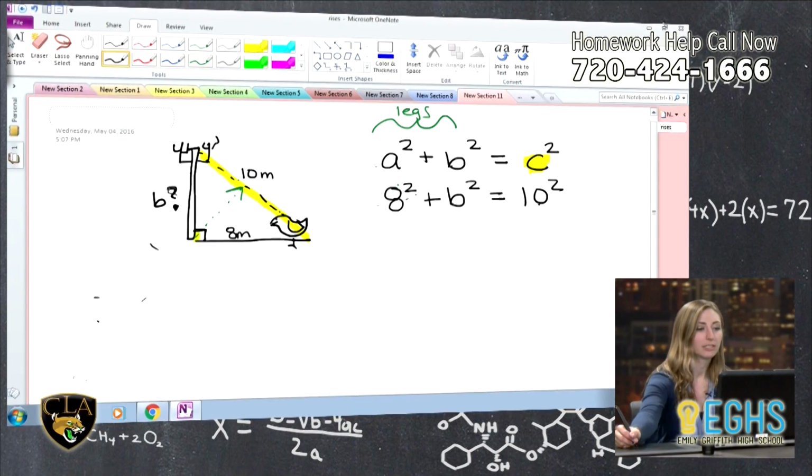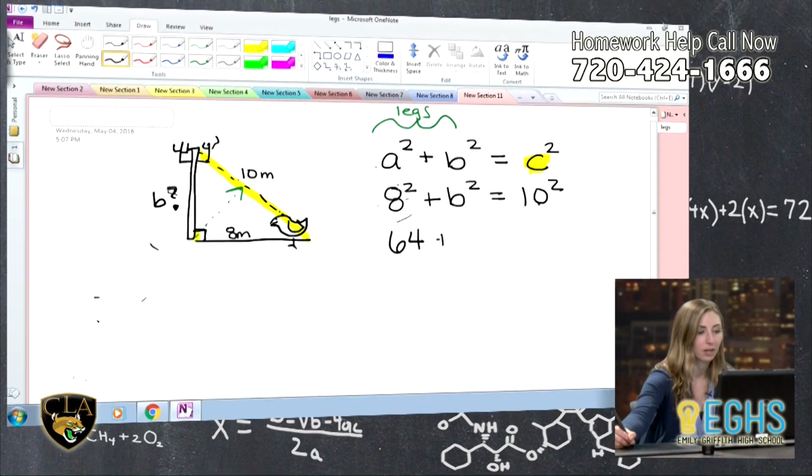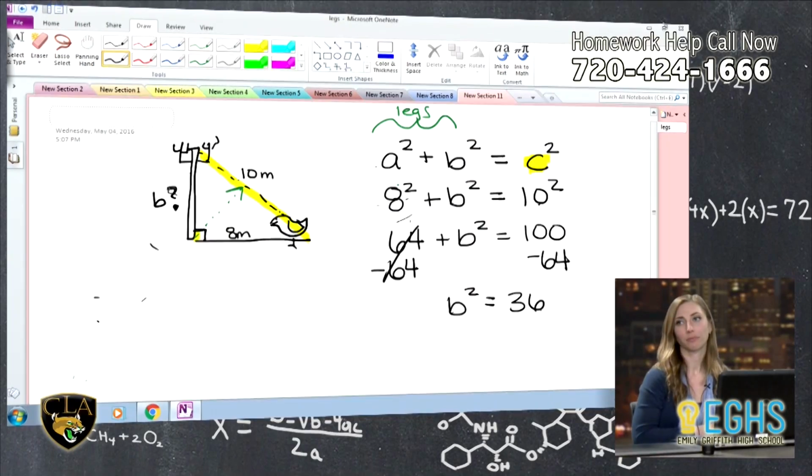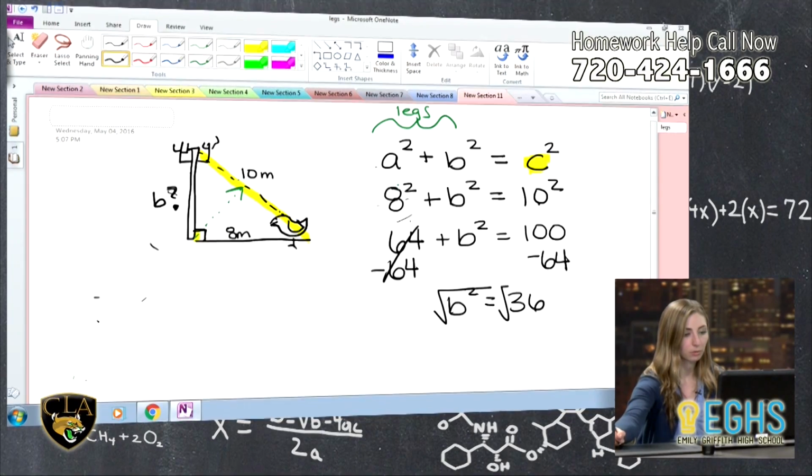So first we simplify anything that we can. 8 squared is 8 times 8, so 64, plus b squared is equal to 10 squared, which is 10 times 10, 100. Then we want to get rid of everything on the same side of the equation as b, so we'll subtract 64 from both sides. It's gone on the left side, and on the right side, we end up getting 36. Then to undo a square and get b by itself, we do a square root. And b is going to equal 6, so positive 6 and also negative 6.